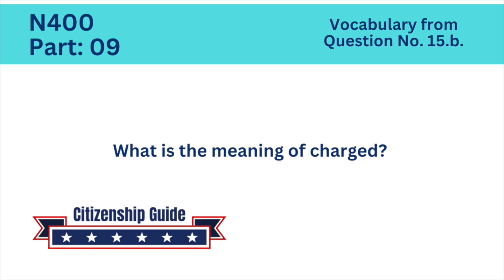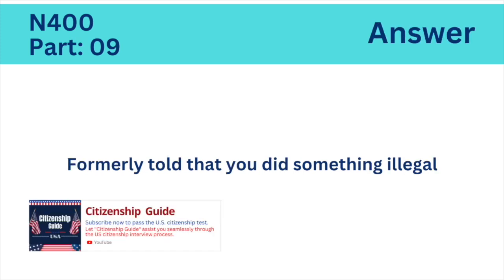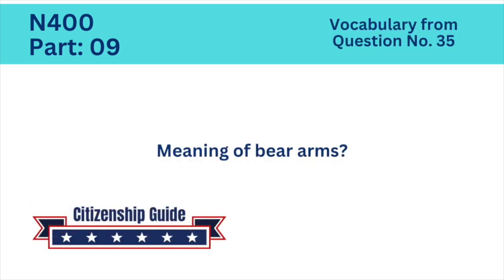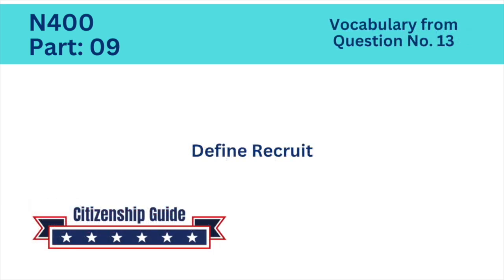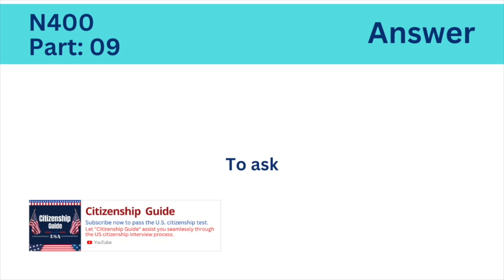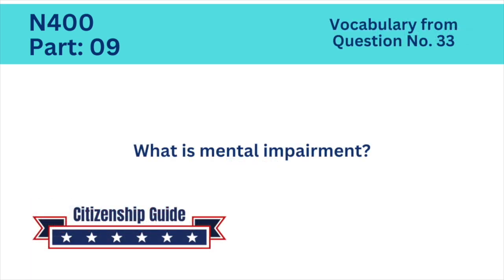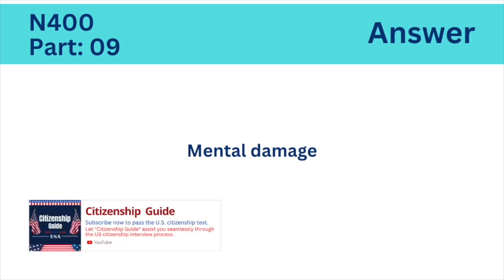What is the meaning of charged? Formerly told that you did something illegal. Meaning of bear arms? Carry weapons. Define, recruit. To ask. What is mental impairment? Mental damage.